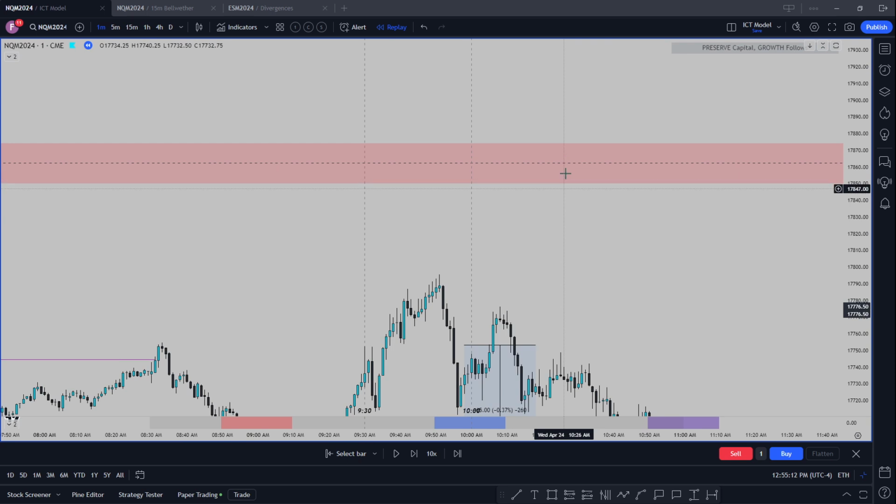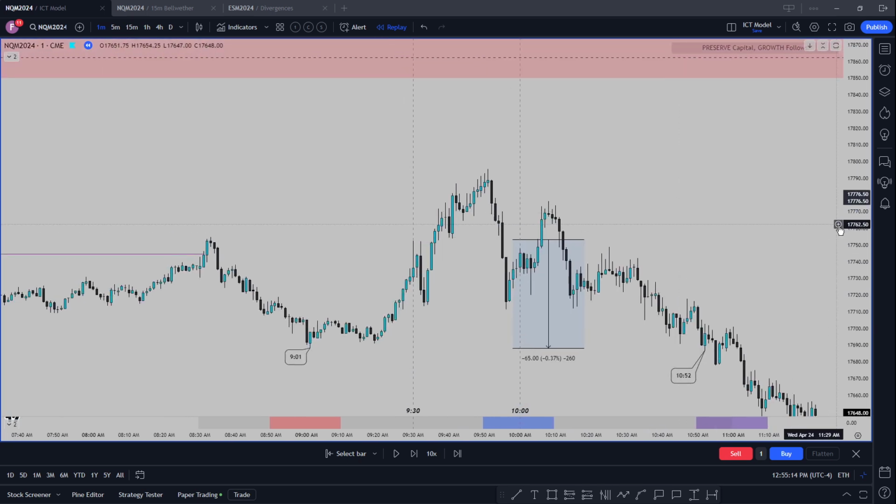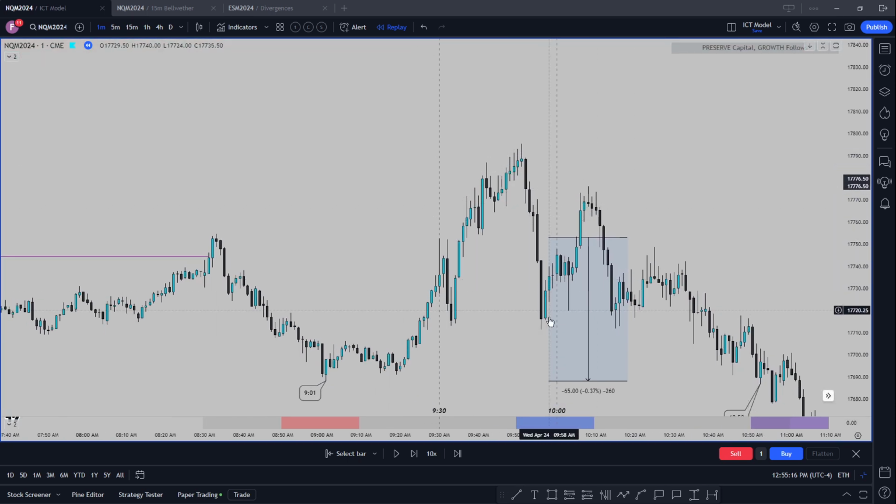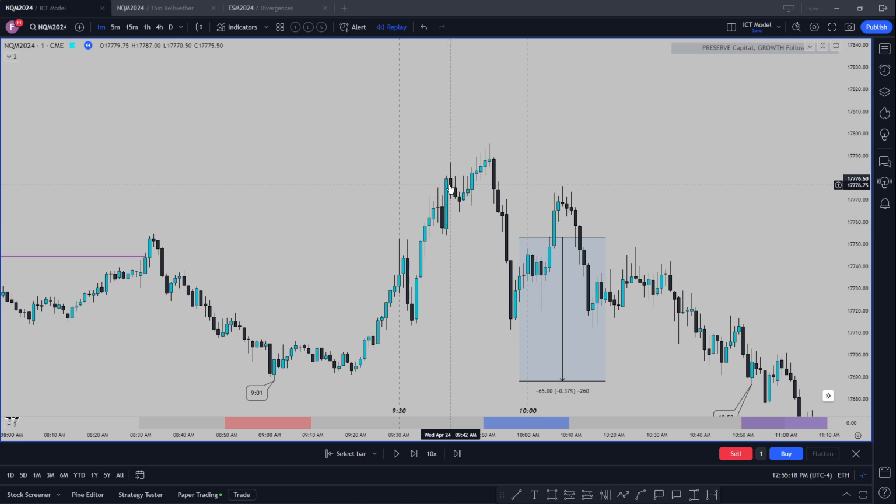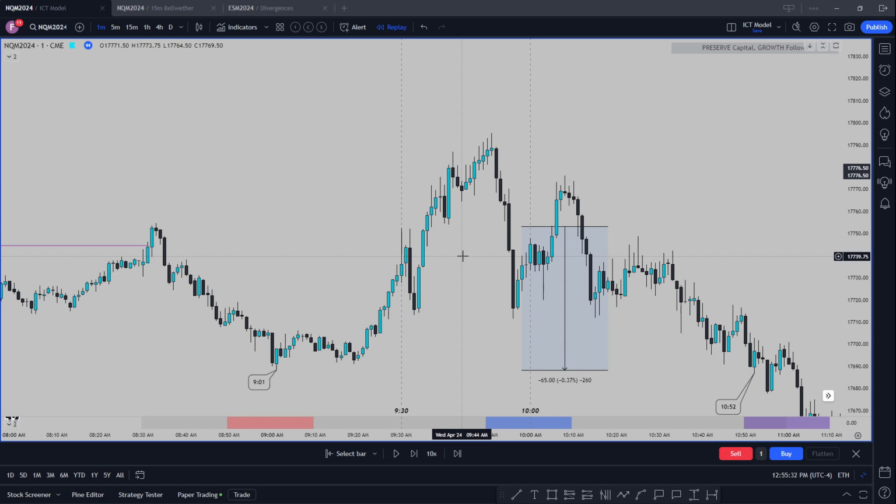So it wanted to reach up into here, and then it dropped and displaced aggressively through order blocks in here. So the way you can be looking for a change in bias is after that first 15-minute candle prints. We're not really going to be trading between 9:30 and 9:45 on a non-news day. Well, you look between.